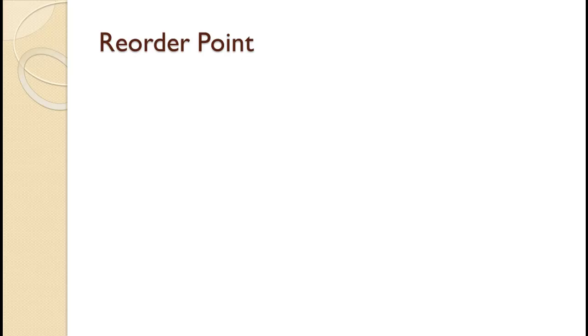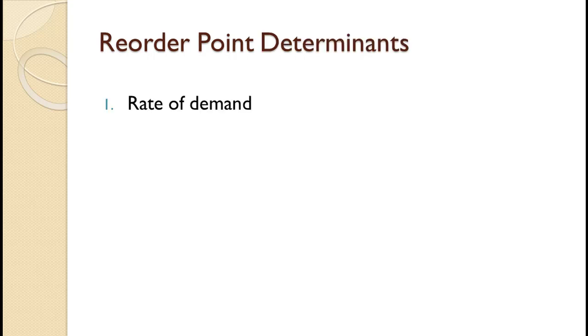In this tutorial, we will see how to calculate the reorder point for the economic order quantity models. Note that this applies to the basic EOQ model, the production EOQ model, and the EOQ model with quantity discounts. There are four things that determine the reorder point.